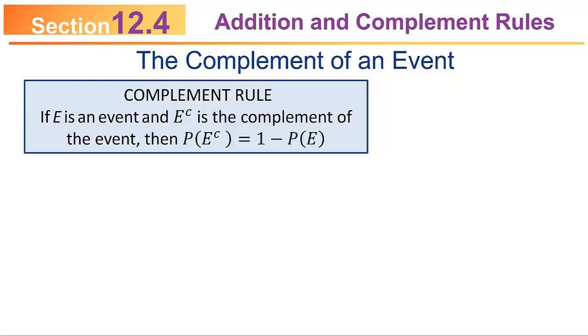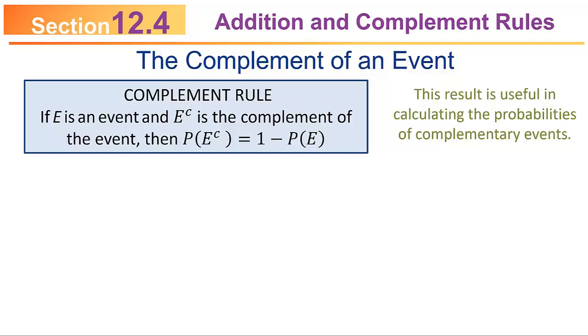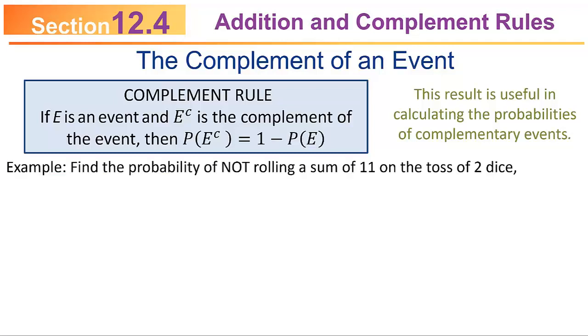And the importance of that rule is, it seems sort of obvious, but it's very useful because in some problems it's really easy to calculate the probability of an event, and it's sometimes more than a little more difficult to calculate directly the probability of the complement. But if you can calculate the probability of the event, all you have to do is say 1 minus that probability, and you'll automatically have the probability of the complement of the event. So this is important. It's a very handy tool to have in your toolbox.